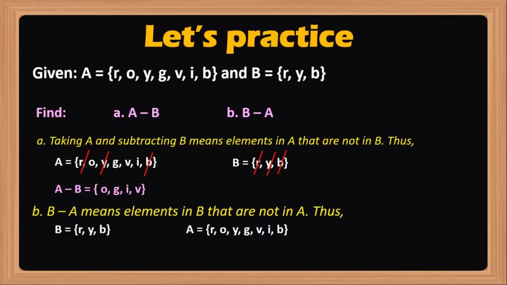Let's have another one. B minus A means elements in B that are not in A. Remove ko lang all the elements ng A kay B. We have the R, the Y, and the letter B. Okay. Therefore, ang sagot po natin for B minus A ay empty set. Empty set. Kasi wala nang natira kay B. Walang natira.